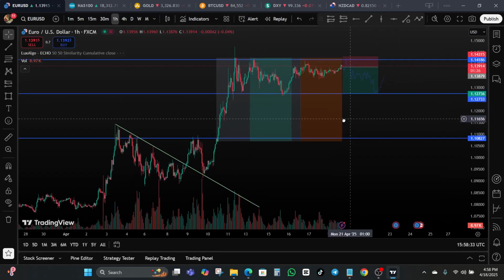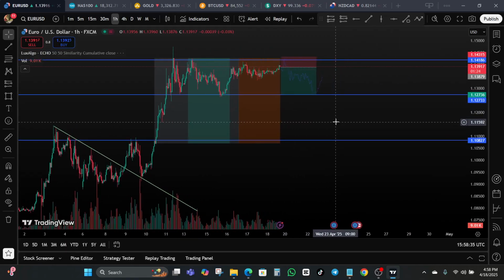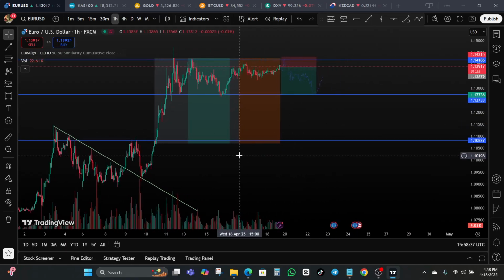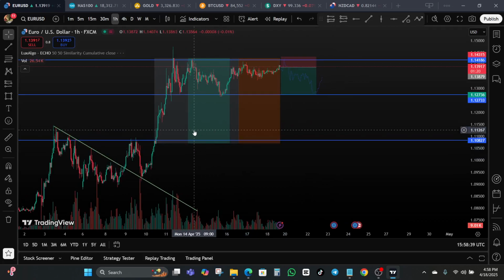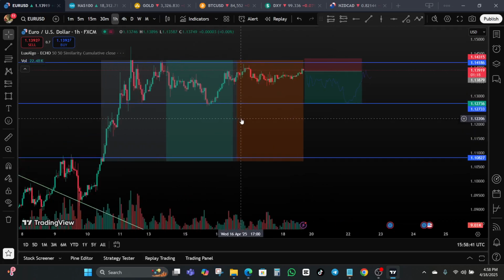Then for a buy trade, you can set your stop loss below the previous swing low, and you can target resistance zones for your take profits. Ensure that you always have a good risk to reward ratio.